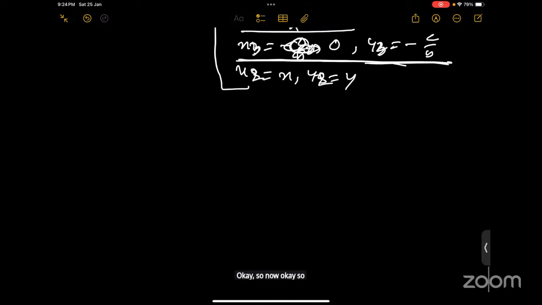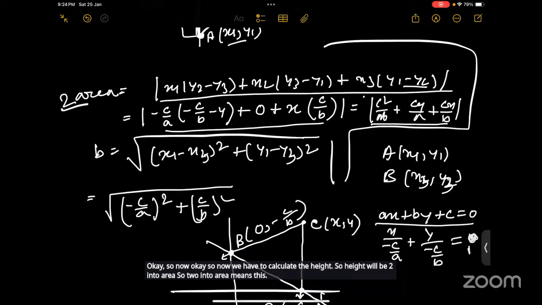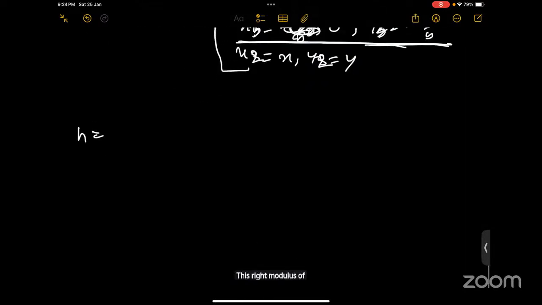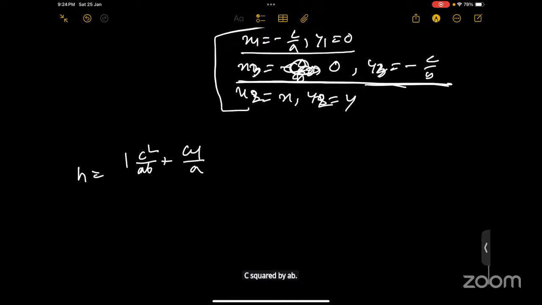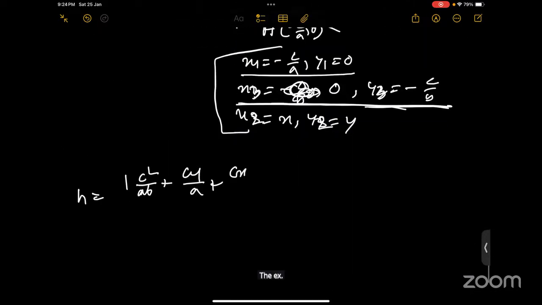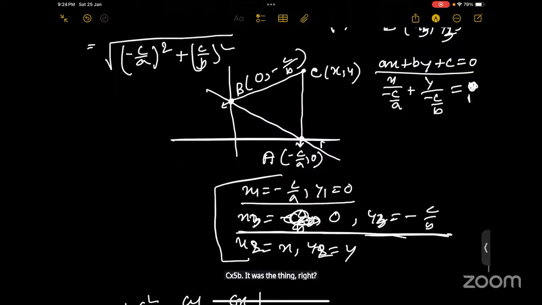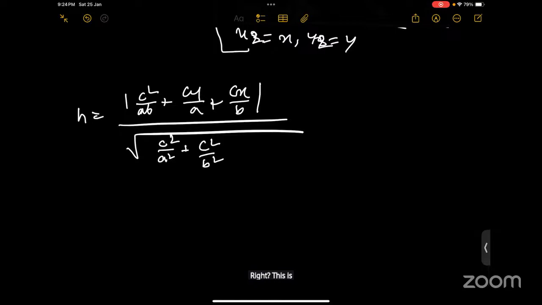So now we have to calculate the height. So height will be 2 into area. So 2 into area means this, right? Modulus of C square by A square, C square by AB, plus CY by A plus CX by B. It was the thing, right? Yes, ma'am. This is what we will get.